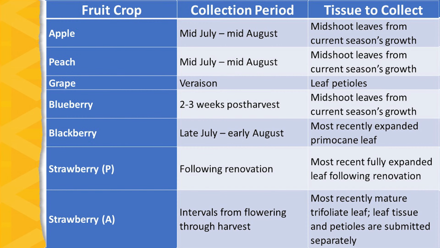And in the case of annual strawberries, most sampling takes place in the spring from flowering through harvest. Frequently, multiple samples are collected, and these samples include the most recently mature trifoliate leaf, and frequently the leaf tissue and the petioles are separated, submitted separately, and analyzed separately.